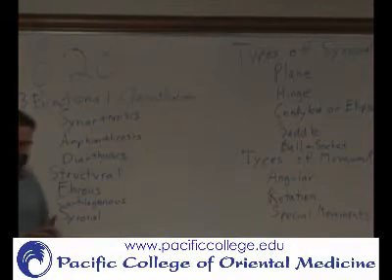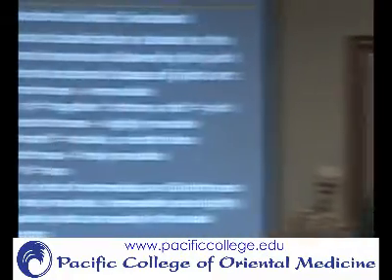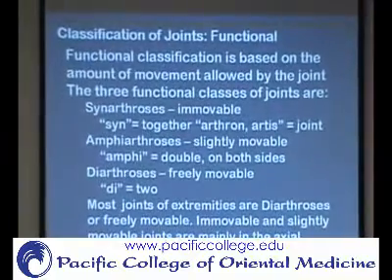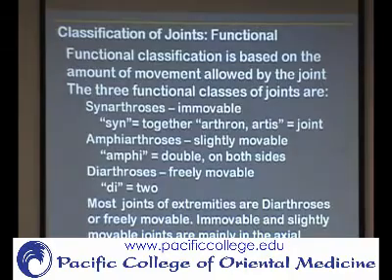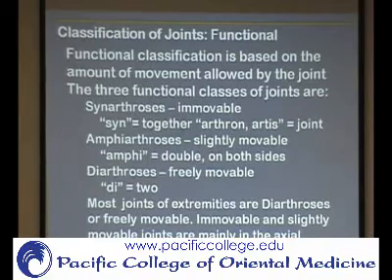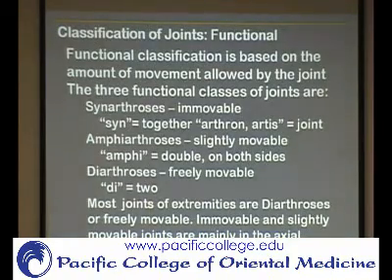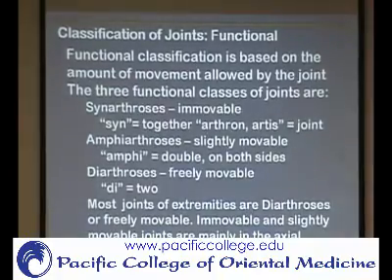So then, like I just mentioned, we have functional classifications of joints. Syn means together, so synarthrosis is a joint that's stuck together, it doesn't really move. Amphiarthrosis is something that's semi-movable. Amphi meaning both, like ambidextrous or amphibious, but it has a little bit of movement. And then diarthrosis means a freely movable joint.